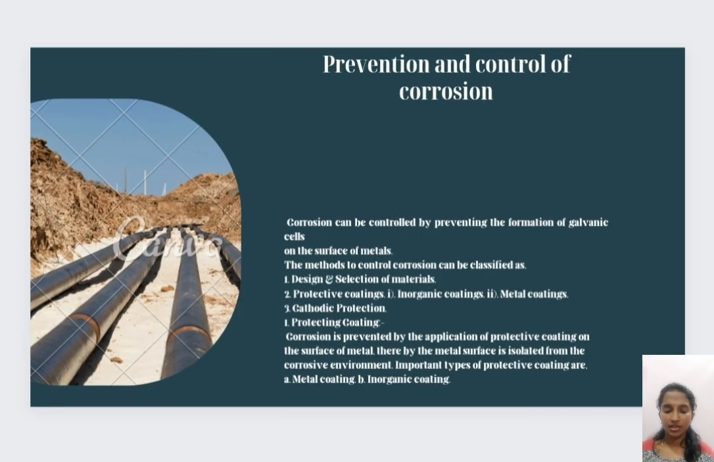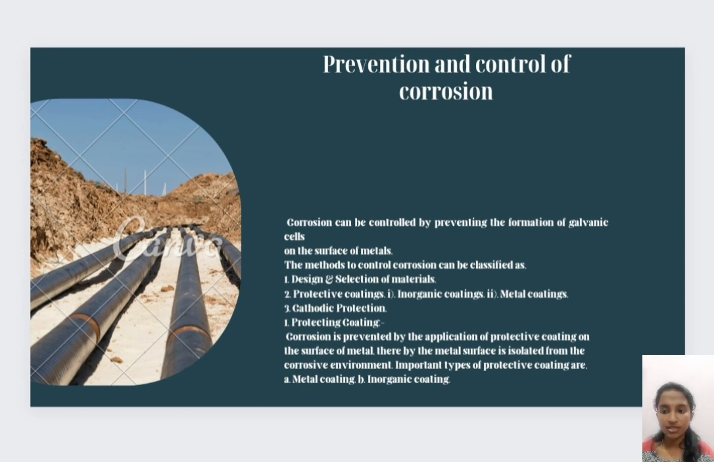The last topic is prevention and control of corrosion. Corrosion can be controlled by preventing the formation of galvanic cells on the surface of the metals. The methods to control corrosion can be classified as design and selection of metals, protective coatings, which are of two types: inorganic coatings and metal coatings, and the third one is cathodic protection.